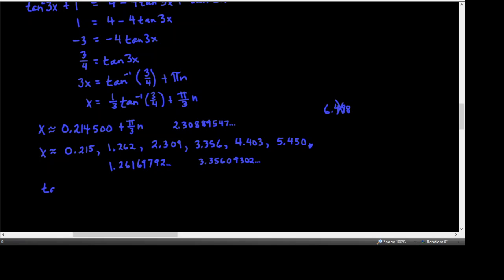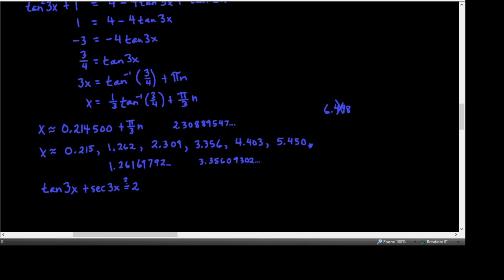So tangent of 3 times the candidate plus secant of 3 times our candidate, and ask ourselves if we get 2 or not 2. We're looking for the ones that give us 2.